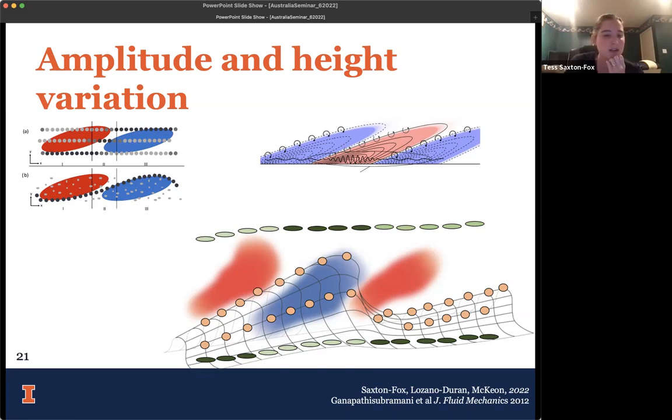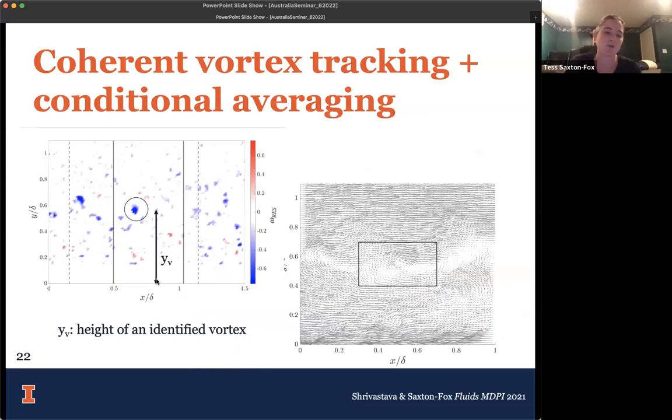And so to try to probe that question, another analysis we did was we used vortex tracking to look for strong vortices in our flow field, and then noted how far they were from the wall as Y_V. And then we conditionally averaged the large scale velocity on how far from the wall our structure was. So if we found a vortex far from the wall, we would average those together. If we found a vortex near the wall, we'd average those together. And we asked, are they associated with different velocity fields? And the answer, unsurprisingly, was yes.